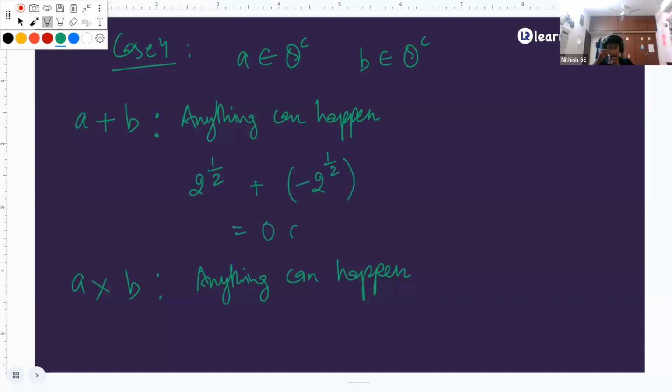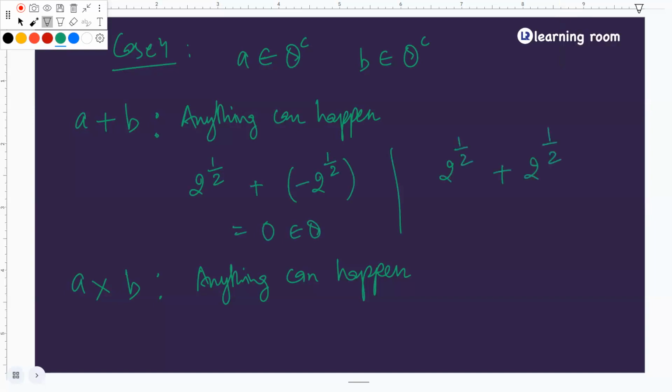A rational number. Now, what if I have 2 power 1 by 2 and I add it with 2 power 1 by 2? What do I get? It becomes an irrational number. It'll be 2 into 2 power 1 by 2, irrational. Okay, so this is case 2 or 3: rational plus irrational.